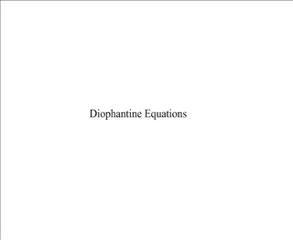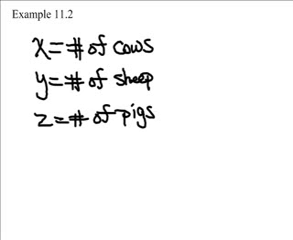Diophantine equations. Example 11.2. A farmer spent $100 to buy 100 animals of three different kinds. Cows cost $3 each, pigs $2 each, and sheep 25 cents each. Assuming he purchased at least one of each animal, how many of each did he buy?